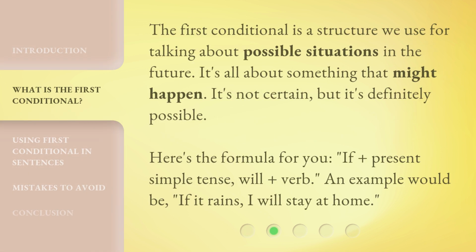The first conditional is a structure we use for talking about possible situations in the future. It's all about something that might happen. It's not certain, but it's definitely possible. Here's the formula for you. If plus present simple tense, will plus verb. An example would be, if it rains, I will stay at home.